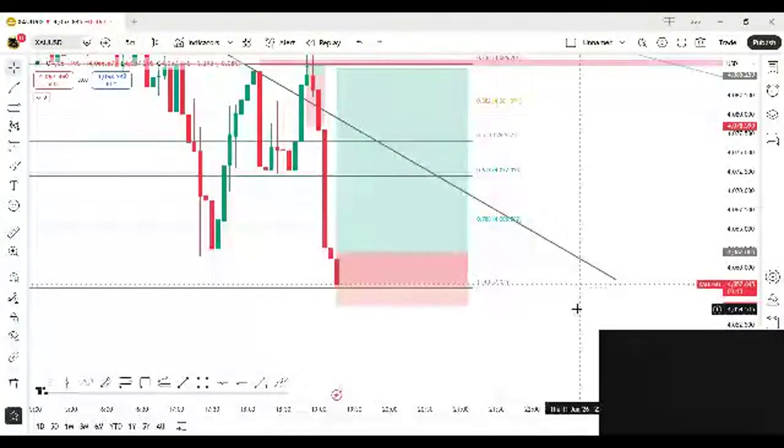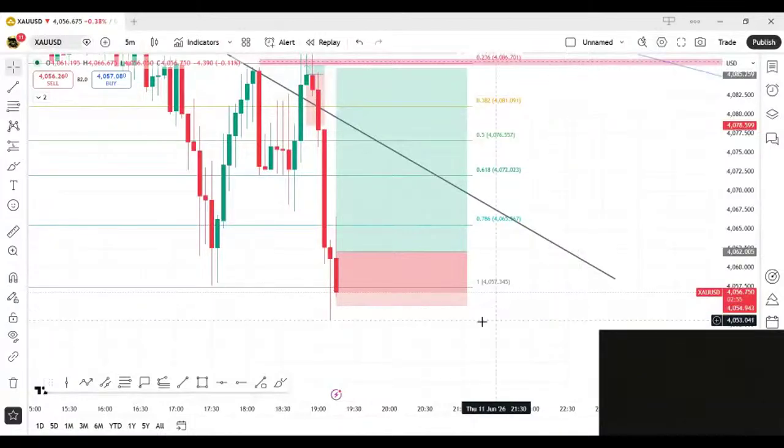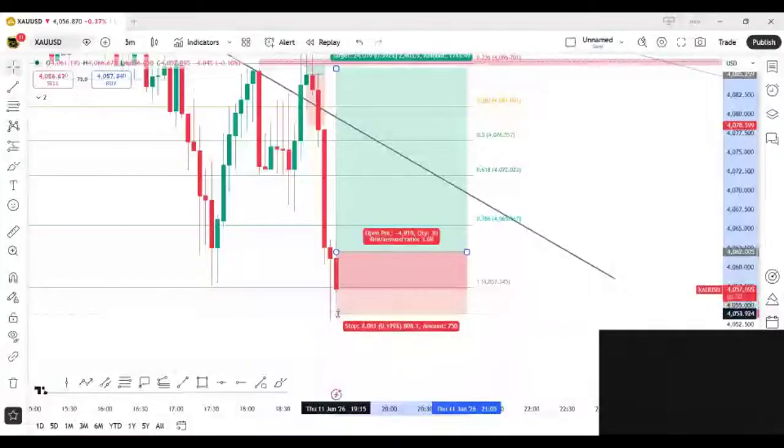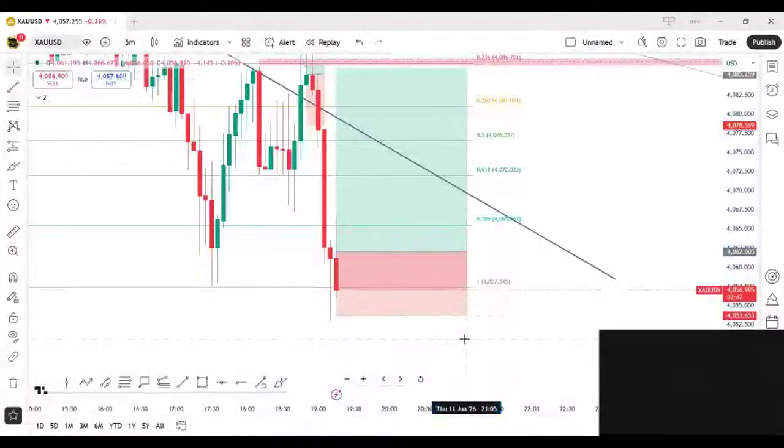4 will be our stop loss. 64, 54. Yeah. So this will be our stop loss, guys.